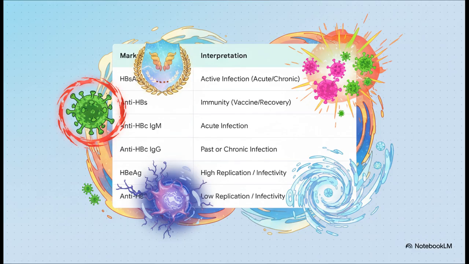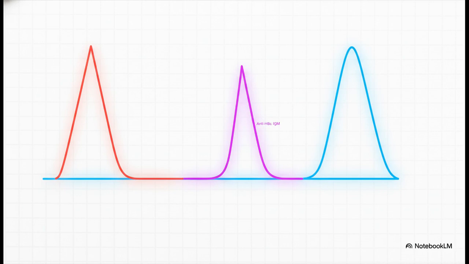IgM is for an acute, recent infection, while IgG means past or chronic. And finally, HBeAg is your go-to marker for high viral replication and high infectivity. See? Not so bad. Now, let's talk about a classic TUS trap.